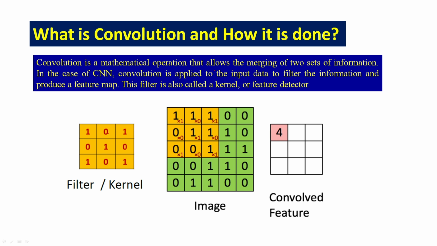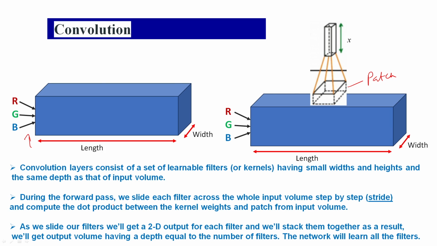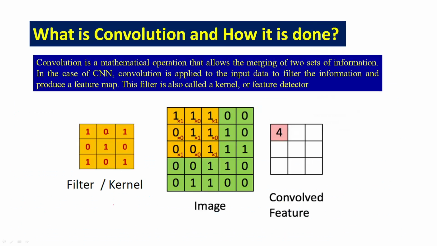So, now what is convolution? That is what we are talking about, the multiplication, right. Remember that we talked during the forward pass, we slide each filter across the whole input volume step by step and compute this dot product, right. What is that dot product? This is a filter, this is basically a kernel, and this is your patch, that is the intensity pattern of the patch, right. And what is the kernel? You simply multiply 1 into 1, 0 into 1, 1 into 1, then 0 into 0, 1 into 1, 0 into 1, 1 into 0, 0 into 0, 1 into 1, together is 4.